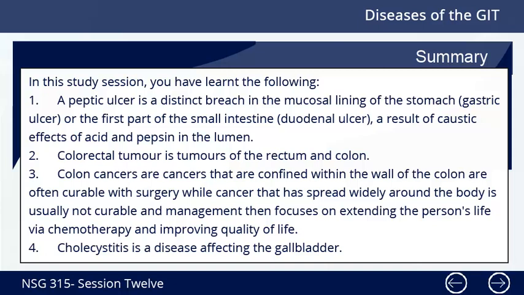Number 4, cholecystitis is a disease affecting the gallbladder. Most cases are caused by gallstones. Normally, if one is diagnosed with cholecystitis, the person is admitted to the hospital for treatment with painkillers, fluids, and sometimes antibiotics directly into the vein. The inflammation may settle down with treatment.